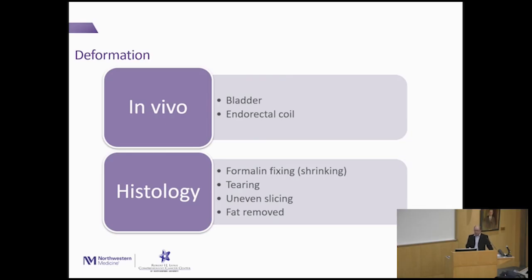And then there are problems with histologies. The formalin shrinks in non-uniform ways. And then, of course, there's tearing as you slice for histology. And also the slicing can be uneven. Fat is typically removed, and the fat shows up in the MRI but doesn't show up in the histology, so the volumes can appear to be different.